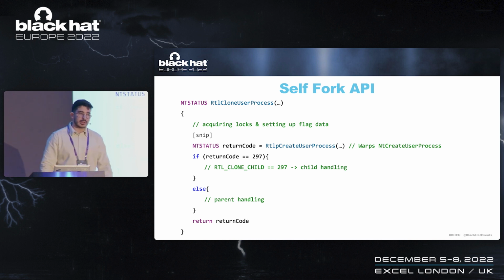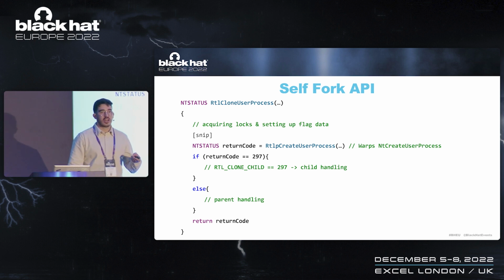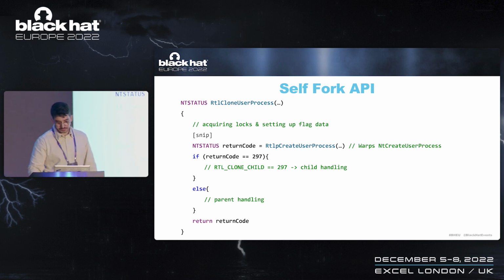The syscall to create processes in Windows traditionally points to a section handle, a file, and creates a process from it, but when given the correct parameters, it will create a process from a parent process handle. After the API executes, RtlCloneUserProcess uses the return code. In Windows, 297 signifies child handling, and the child code will be handled in this if condition. And on a 0 return code, status success, the parent will be managed.